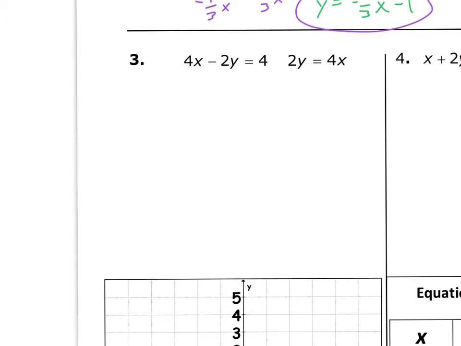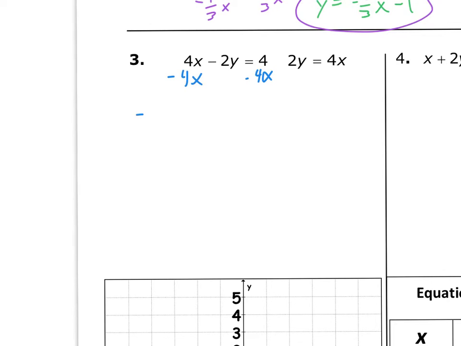Next one we're looking at is number 3. We're going to skip 2 and jump straight to 3. This one doesn't have any equations that are already in slope-intercept form, so we're going to have to do something to both of them to put them that way. So if I look at this first one here, 4x minus 2y equals 4, the first thing I want to do is subtract 4x from both sides here.